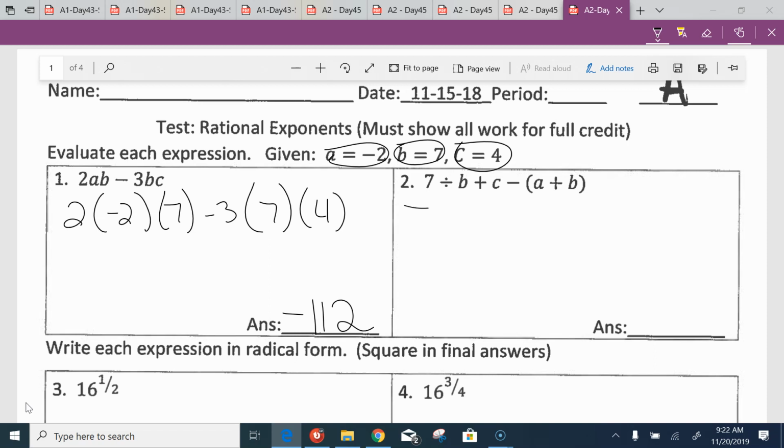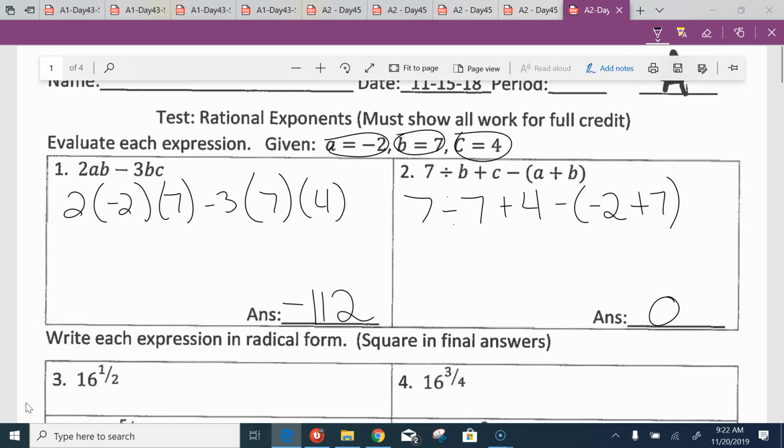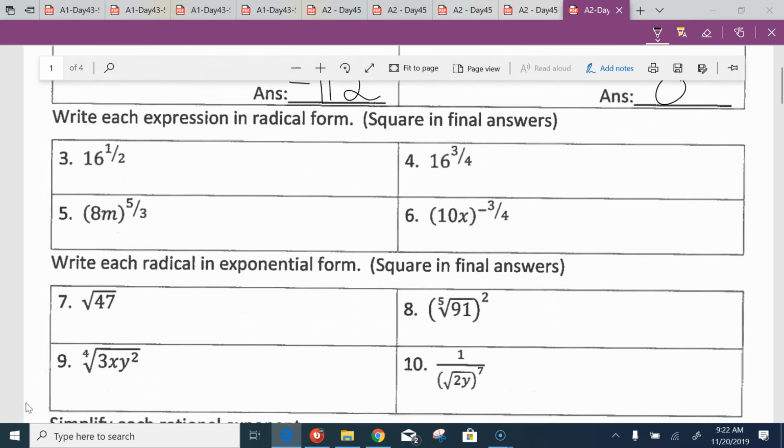Next, number 2, 7 divided by B, which is 7, plus C, which is 4, minus -2, which is A, plus B, which is 7. If you type that into your calculator exactly the way it looks in the equation, just filling in the A, B, and C values, you should have gotten an answer of 0. So those two are pretty basic. You don't even have to really do the PEMDAS.